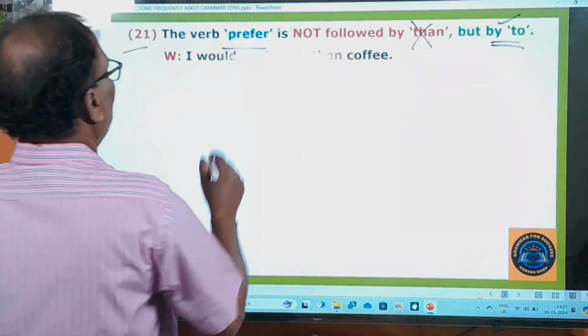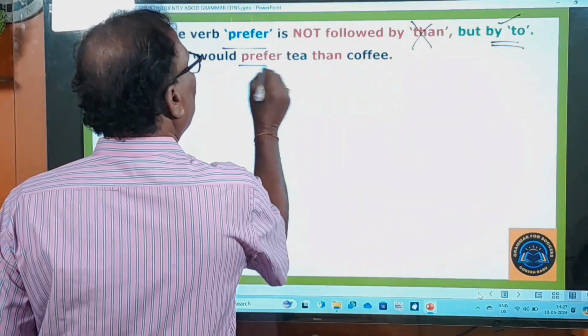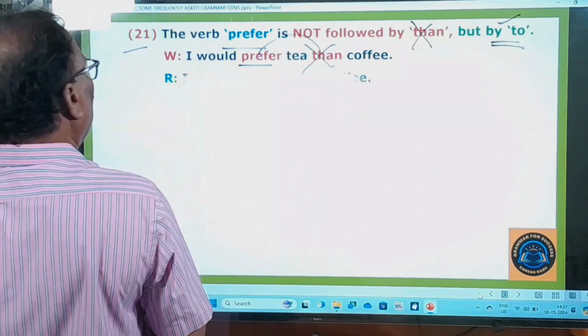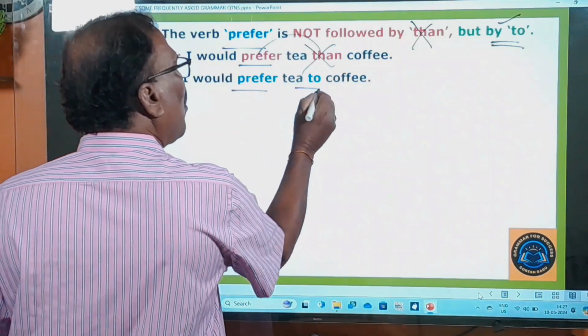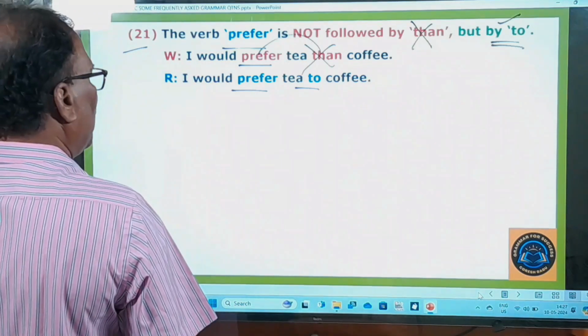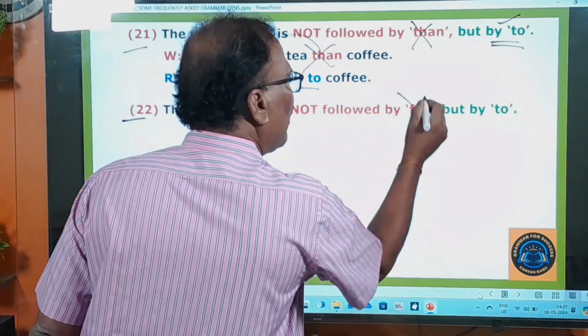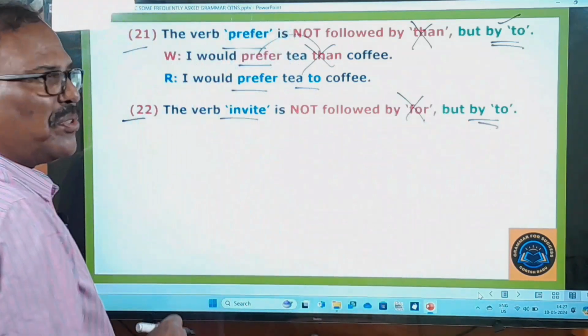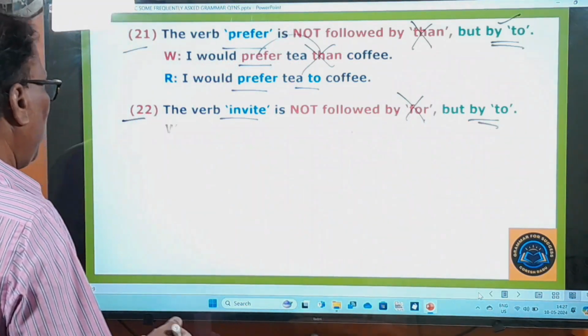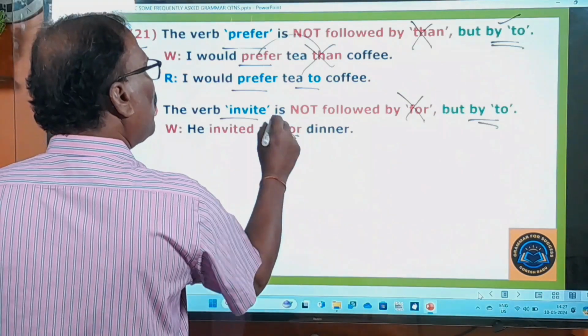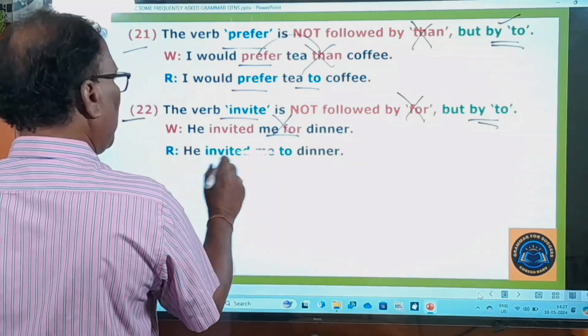I would prefer tea than coffee. No, I would prefer tea to coffee. That is correct. 22nd rule, the verb invite is not followed by for but by to. After invite you should use only to but not for. Right, this you know very well. He invited me for dinner. Don't say for dinner, you have to say he invited me to dinner.